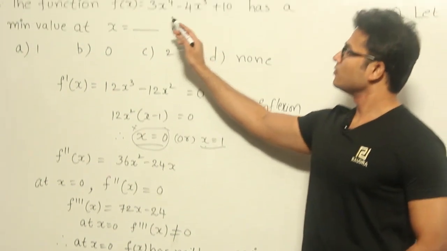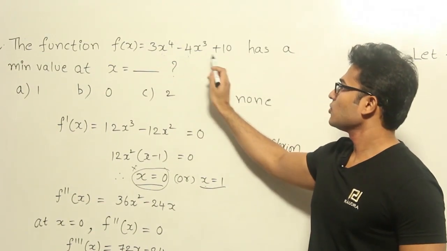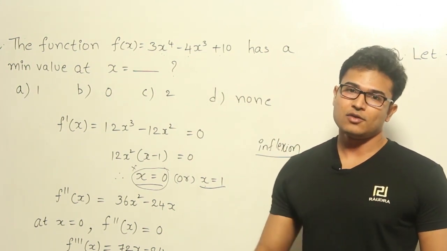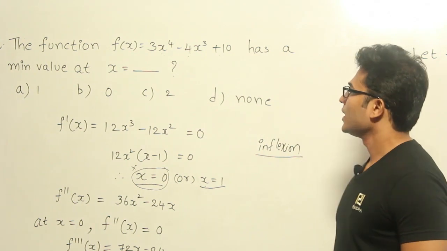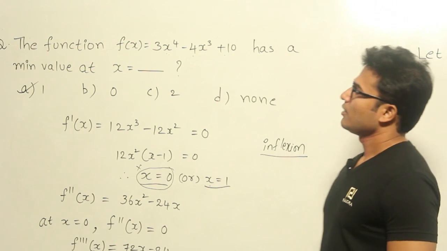So what is the minimum value, if you want to find out? You just substitute 1 here. 3 into 1 minus 4 plus 10, which is 9. So 9 must be the minimum value of the function. Got it? So the answer is at point 1 we are going to have the minimum value.